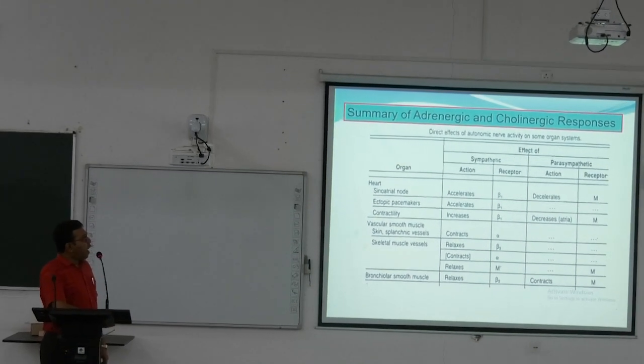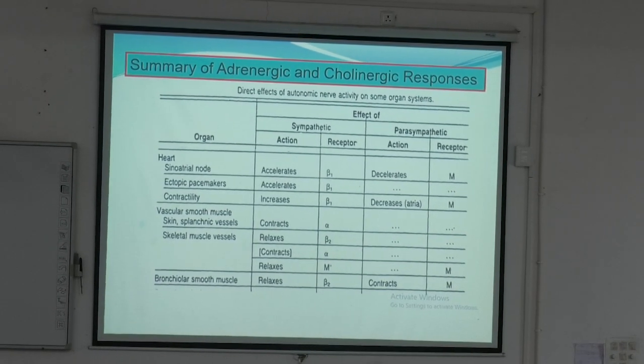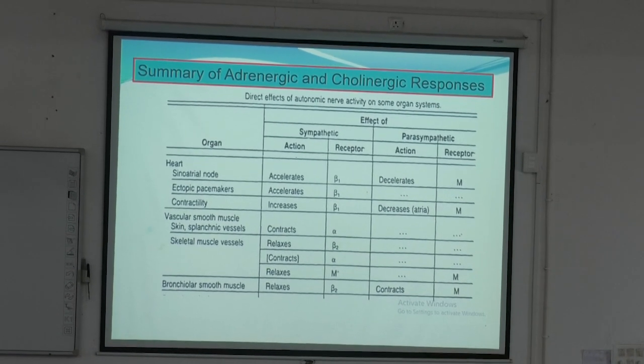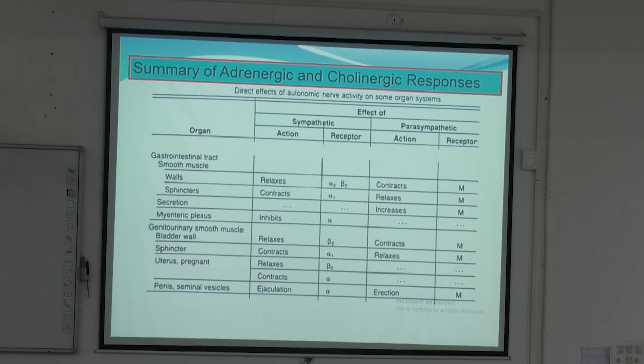For example, like this, the sympathetic and parasympathetic innervation is present, and which is more excited depends on the actions and ultimately the outcome of that organ. Similarly, in the gastrointestinal tract, we have already seen that the sympathetic system ultimately contracts it and the parasympathetic system relaxes it. The same thing in the skin, metabolic functions, etc.